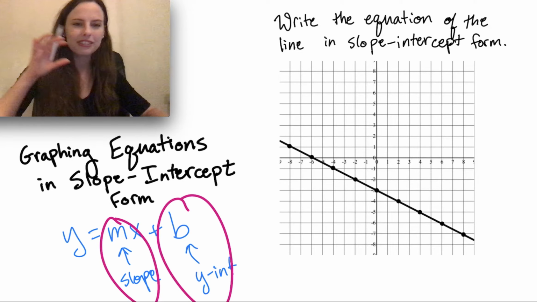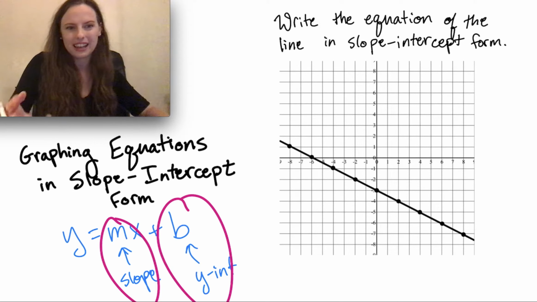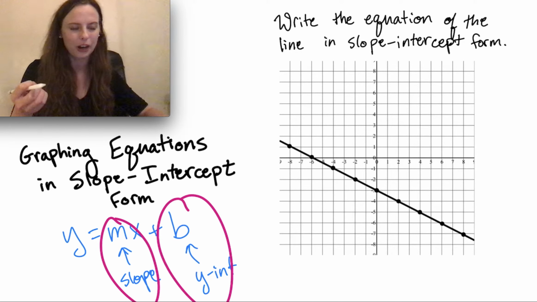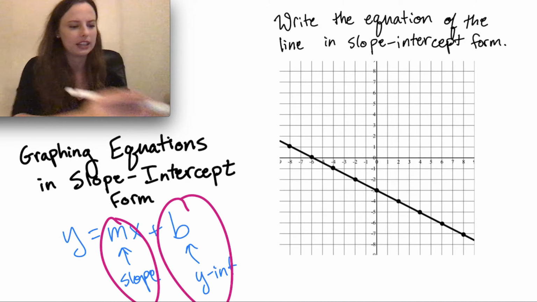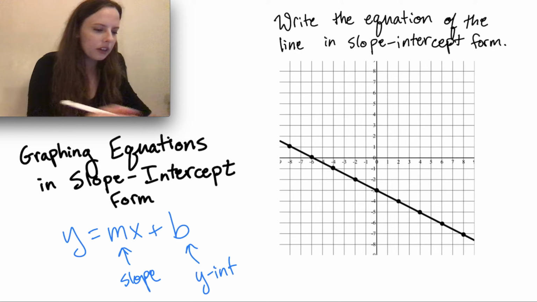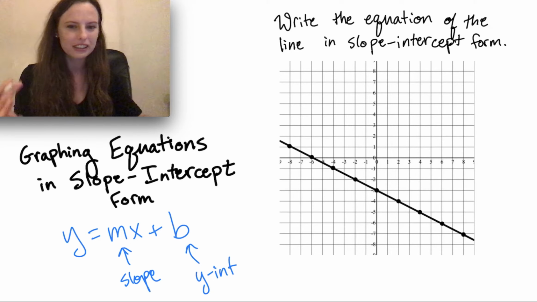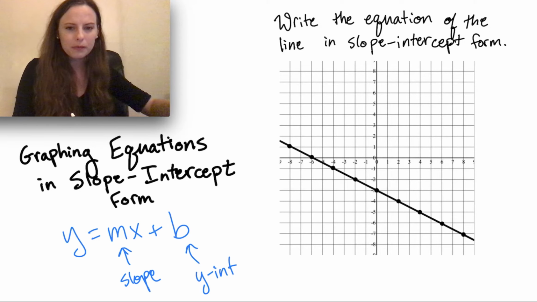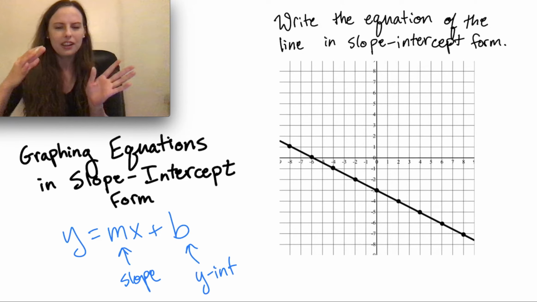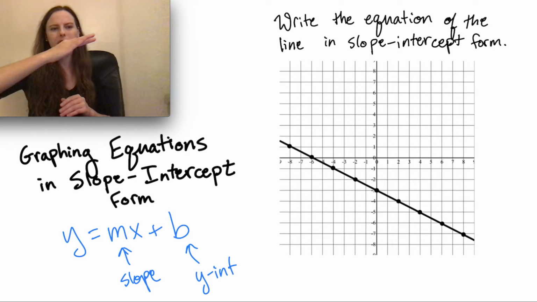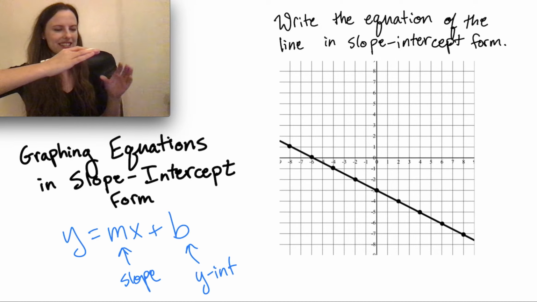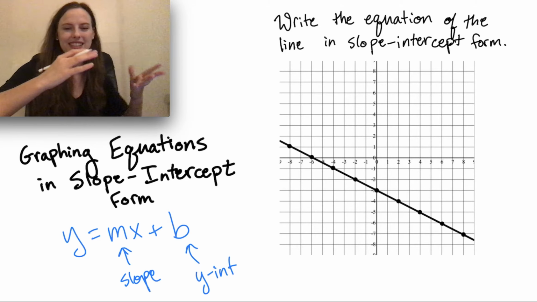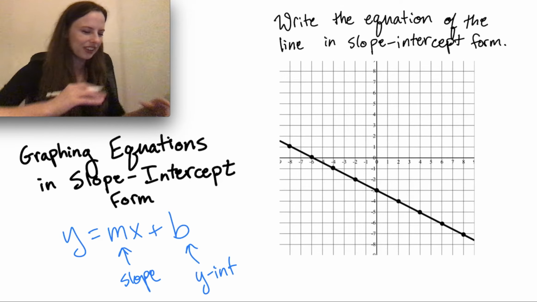So when we're given a graph, our job is to extract those numbers, that key information, out of the graph so that we can use it to write the equation in this form. Let's take a look at this graph and see if we can figure out the slope and the y-intercept. You may remember that on a graph with a line, the slope determines how tilty the line is. It determines how steep it is, or how shallow the angle is.